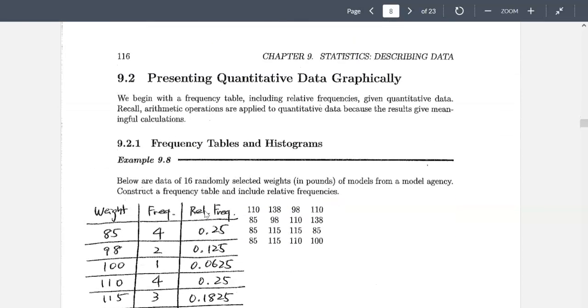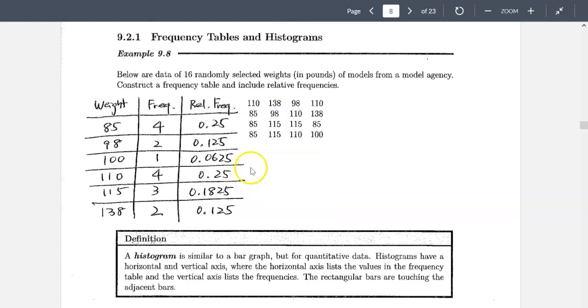Okay. Now, quantitative data. How about data that's in numbers? For example, we can do the same thing with tally like we did before with the colors. If you look at these, we have 85, 98, 100, 110, 115, 138. There are 6 different types of number data in here. We do the same thing. We find the frequency, how many 85s, how many 98s, how many 100s, and we do the same thing with relative frequency.